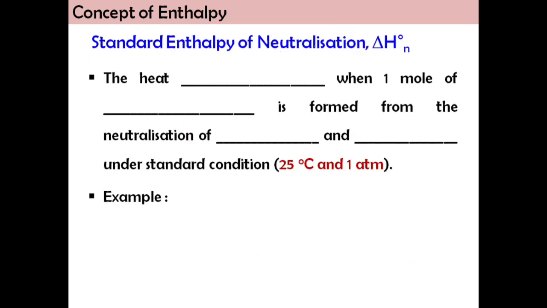Standard enthalpy of neutralisation. So kadang-kadang delta H not N atau boleh juga awak akan jumpa neut ditulis dekat sini. Okay, so it's the same thing. So it is the heat release when 1 mole of water is formed from the neutralisation of acid and base under standard condition. Jadi awak nampak kat sini, the water is formed. Jadi water will be product. Okay, macam mana dia boleh terhasil? Bila acid dengan base react.